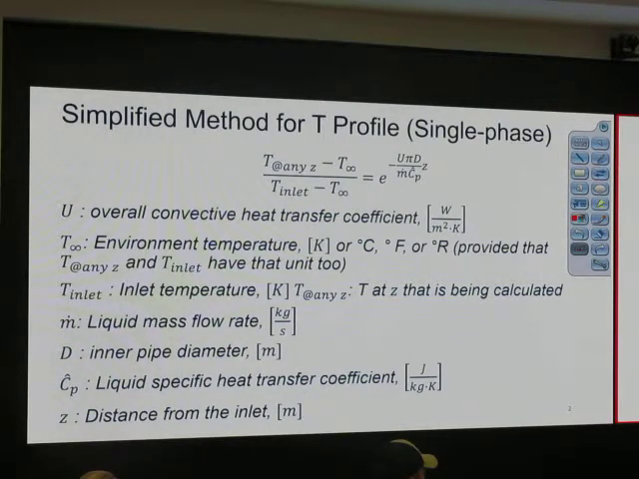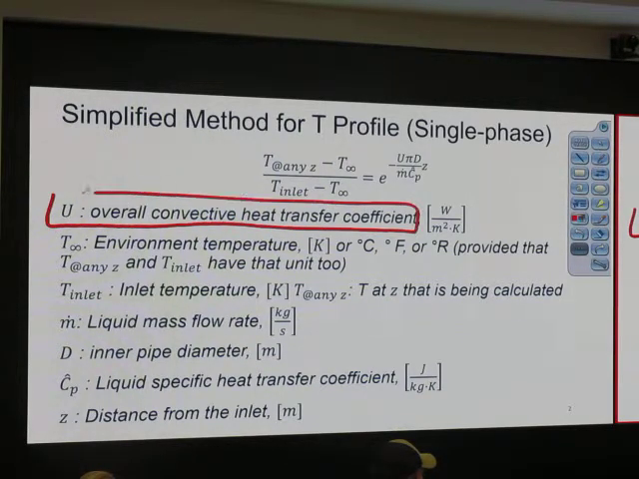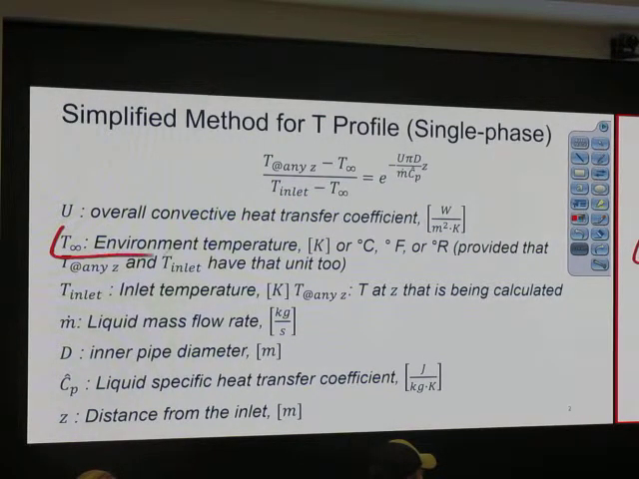When we look at this equation, capital U is the overall heat transfer coefficient, which is quite long to calculate. T infinity is the environment temperature. T at any Z is the temperature at any location that we try to predict. T inlet is the inlet temperature. So this means if we know the inlet temperature and the environment temperature, then we can do the calculation.